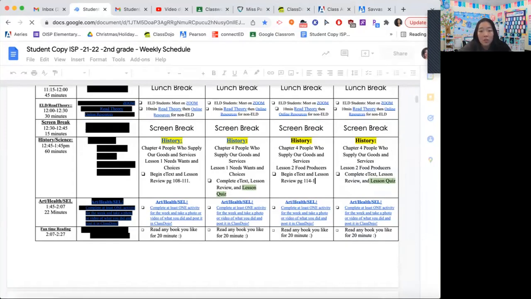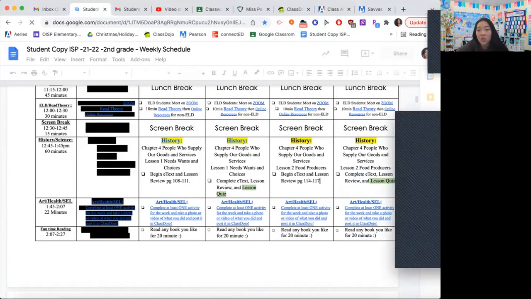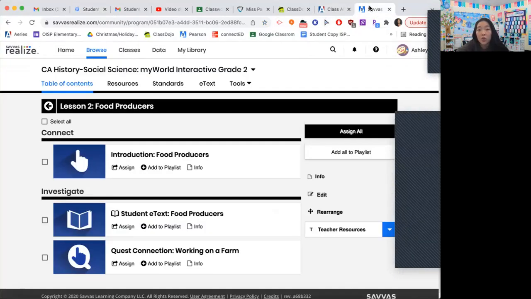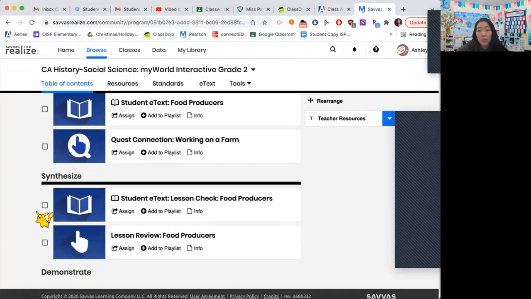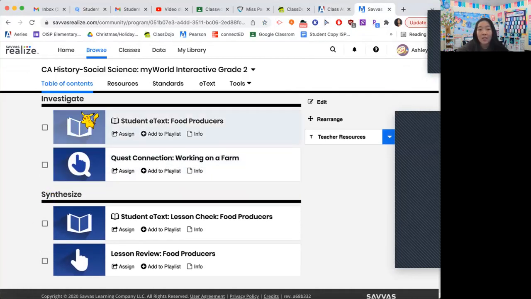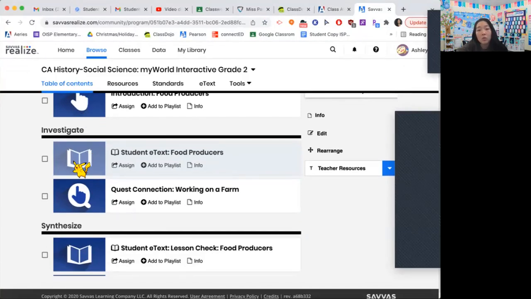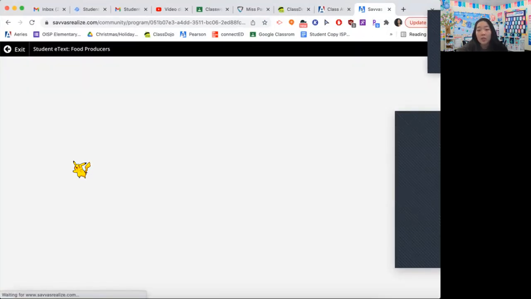Okay, page 114 to 117. If you have any questions, go ahead and type them in the chat. If you're using your history, social studies workbook, we're on pages 114 to 117. Let's start out with our vocabulary words for lesson 2, food producers. All right, your vocabulary words are, if it will load.